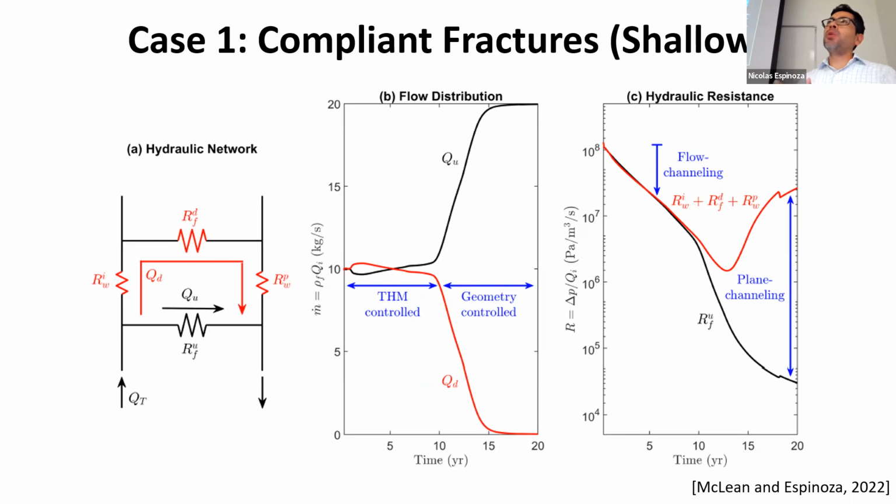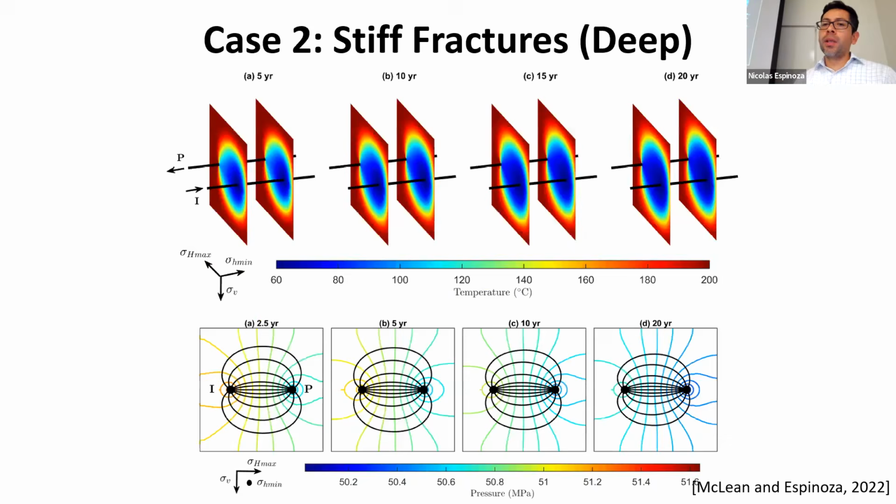All right, how do we avoid this kind of situation? We don't want short circuiting. We want to make sure that to the degree that we can, we design this system so this doesn't happen. The way that you can avoid this type of short circuiting is by controlling the aperture of the fractures.